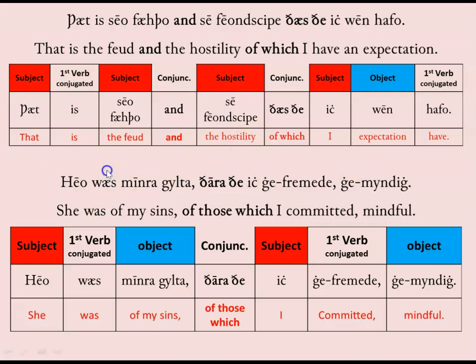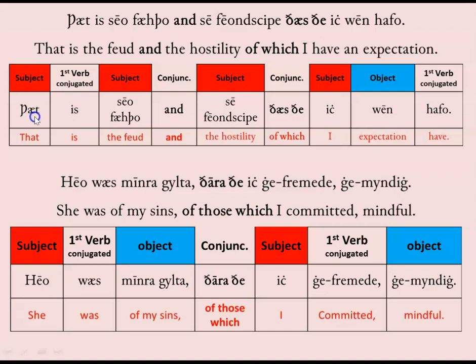Just be aware of that. Seo and se are deliberately put there to mark those out as the subject, as a noun in a nominative form. If they're in a nominative form, they are the subject. That can be nominative or accusative.